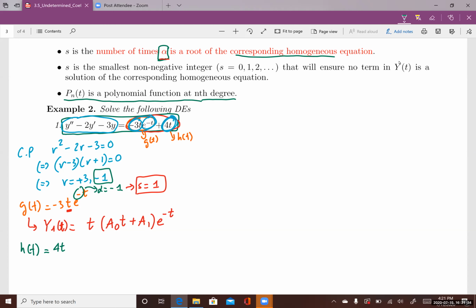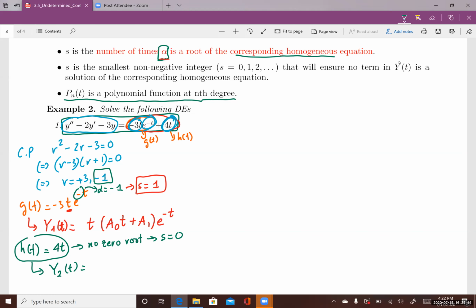And if we look at the characteristic polynomial, there's no zero root. If there's no zero root, then s equals zero. When you have just a polynomial function, you want to look at zero as a root in the characteristic polynomial. If there's no zero as a root, then s equals zero. If s equals zero, that means a specific solution for this non-homogeneous part would just be simple, right?